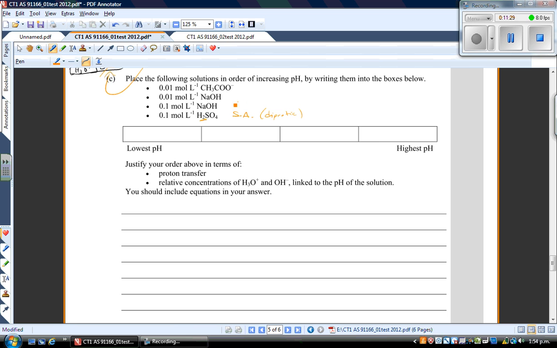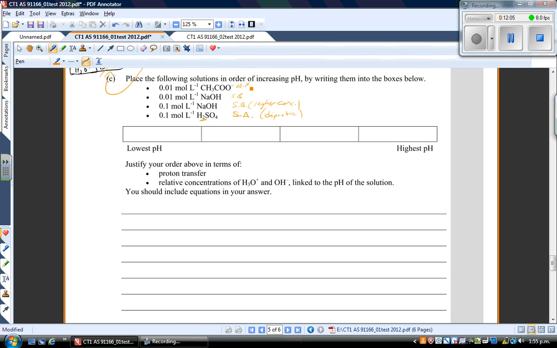Sodium hydroxide is a strong base. Now, hopefully you can tell the difference between 0.01 moles per liter and a 10 times more concentrated solution of 0.1 moles per liter sodium hydroxide. So this is a strong base in both cases, but this one is a higher concentration. So we know that the pH of the 0.1 mole per liter will be higher than the pH of the 0.01 mole per liter.